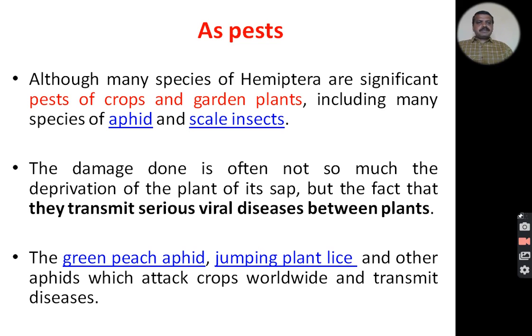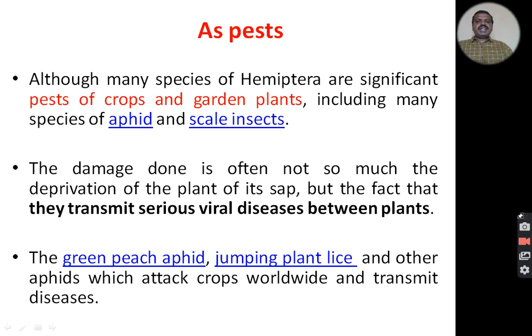Some of the bugs act as pests. Many species of Hemiptera are significant pests of crops and garden plants, including many species of aphids and scale insects. The damage done by these pests is often not so much the deprivation of the plant of its sap, but the fact that they transmit serious viral diseases between the plants.